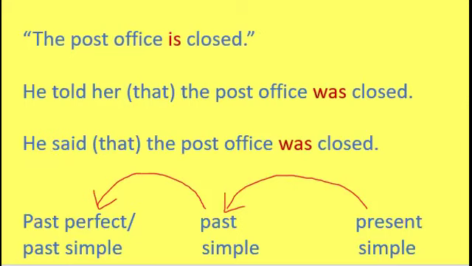Let's look at the other change when using reported speech. We usually take the verb in the original sentence and move it back one tense. In the example sentence, the verb is. The post office is closed. Is is in the present simple, and in the reported speech, we change the present simple to the past simple. He told her that the post office was closed. He said that the post office was closed.